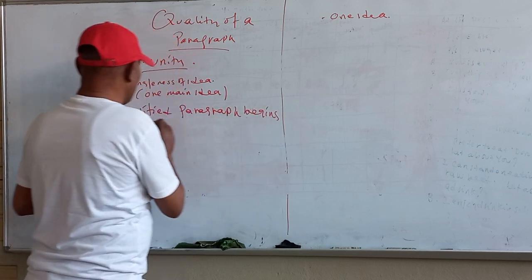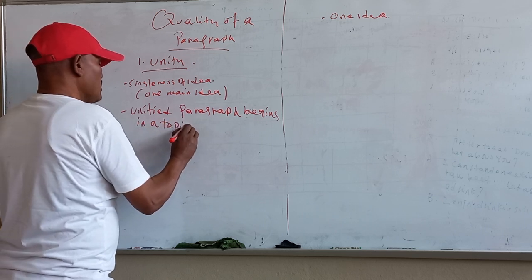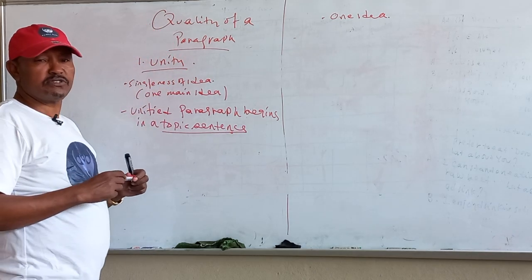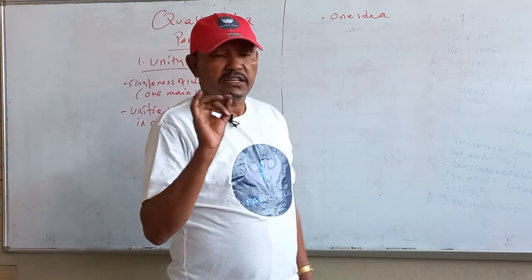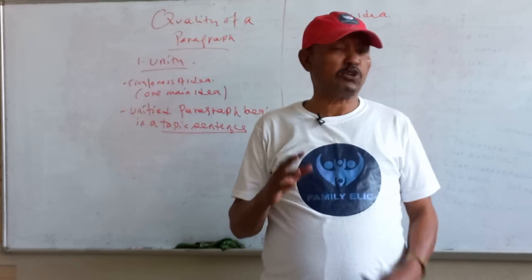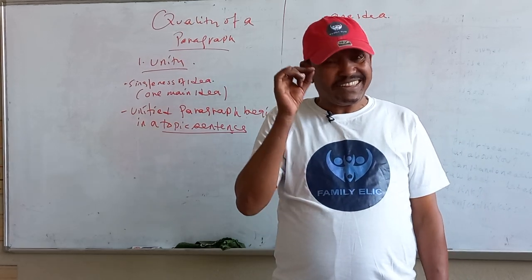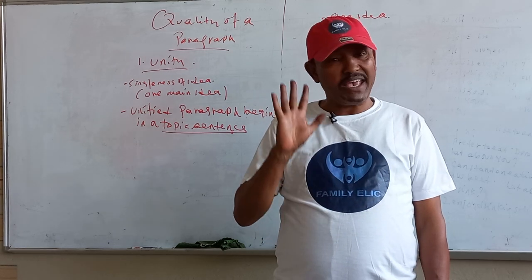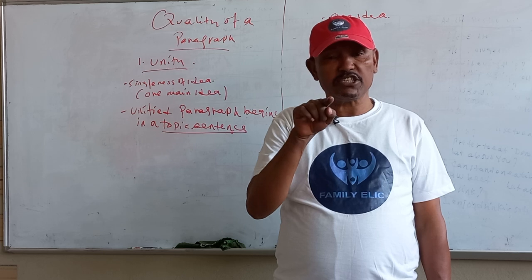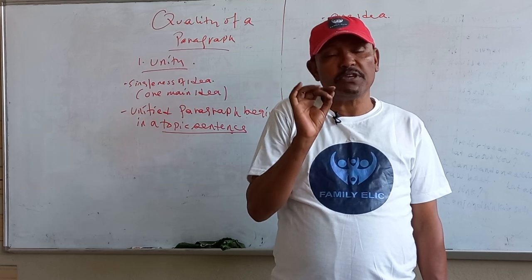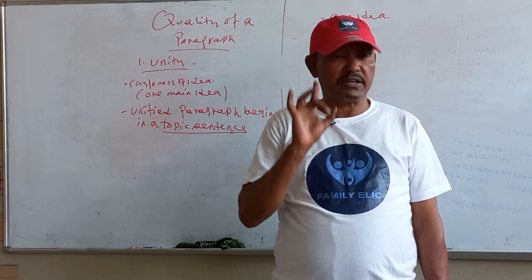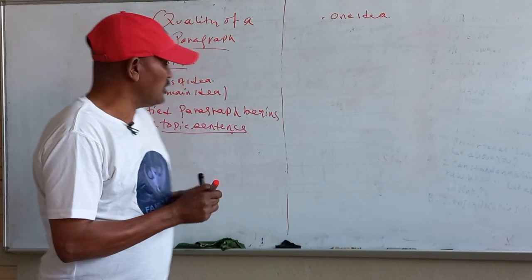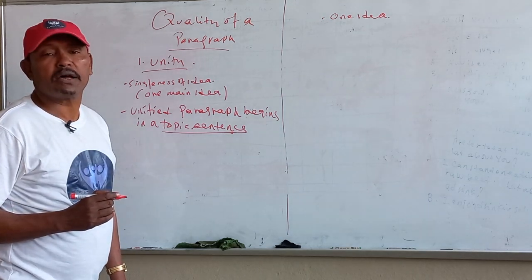A unified paragraph begins with a topic sentence, right? What's a topic sentence? It is the main content or the main idea of a paragraph. That's called the topic sentence here. Or it is the thesis of a paragraph. So to get a unified paragraph, our focus will be the topic sentence. So a unified paragraph begins with a topic sentence. What does topic sentence mean? As I told you before, it is the main idea of a paragraph.